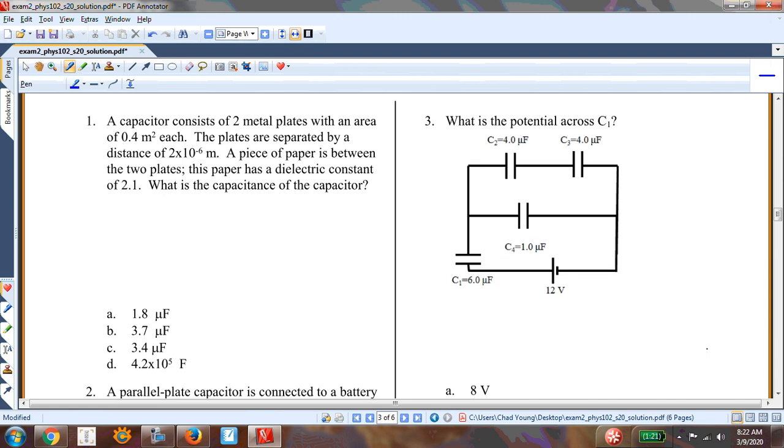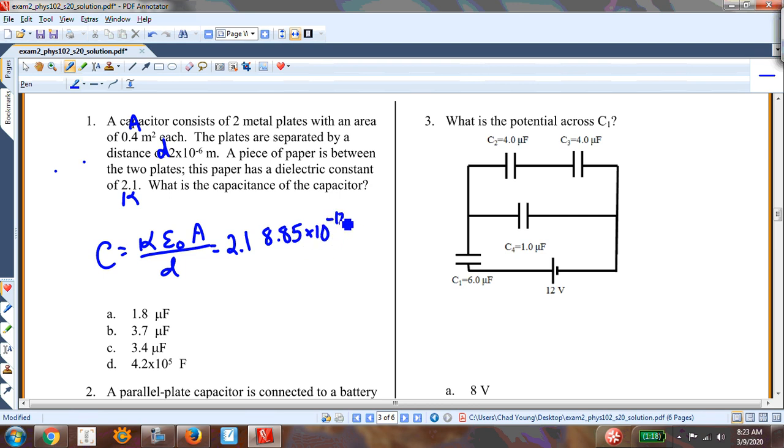Capacitor consists of 2 metal plates with an area 0.4. There's the distance separated, a piece of paper, the dielectric constant, that's kappa. This is D. This is A. The capacitance is kappa epsilon naught A over D. It's 2.1, no units on that. Epsilon naught is 8.85 times 10 to the minus 12. What is that? Farads per meter, the units.